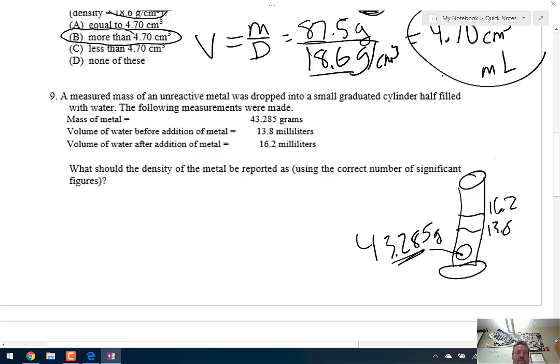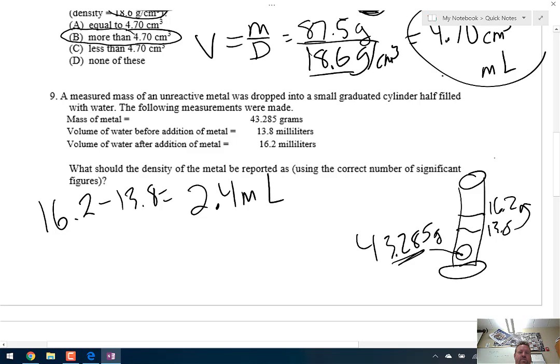The water was at 13.8, and then when you put the metal in there, it went up to 16.2. So the first thing we're going to do is take 16.2 minus 13.8. The reason I'm showing this separately is because we're going to look at significant figures here when we're done. 16.2 minus 13.8 is 2.4 milliliters.